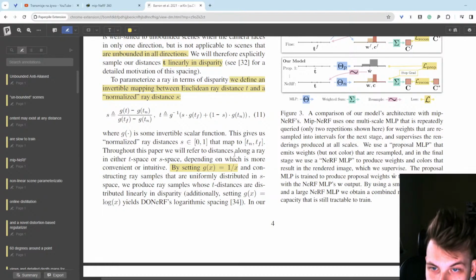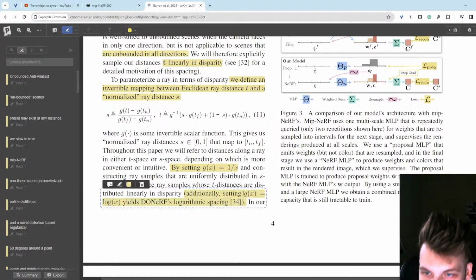Okay, the paper says throughout this paper we refer to distances along a ray in either t space or s space, depending on which is more convenient and intuitive. By setting g of x to 1 over x and constructing ray samples that are uniformly distributed in s space, so this 0 to 1, we produce ray samples whose t distances are distributed linearly in disparity. Additionally, setting g of x equals log of x yields NeRF-style logarithmic spacing, but we don't do that. This is not for us.